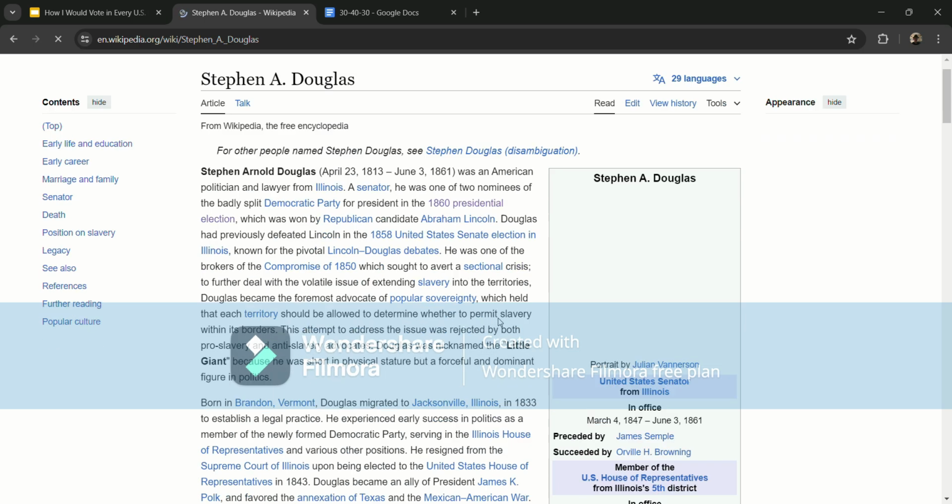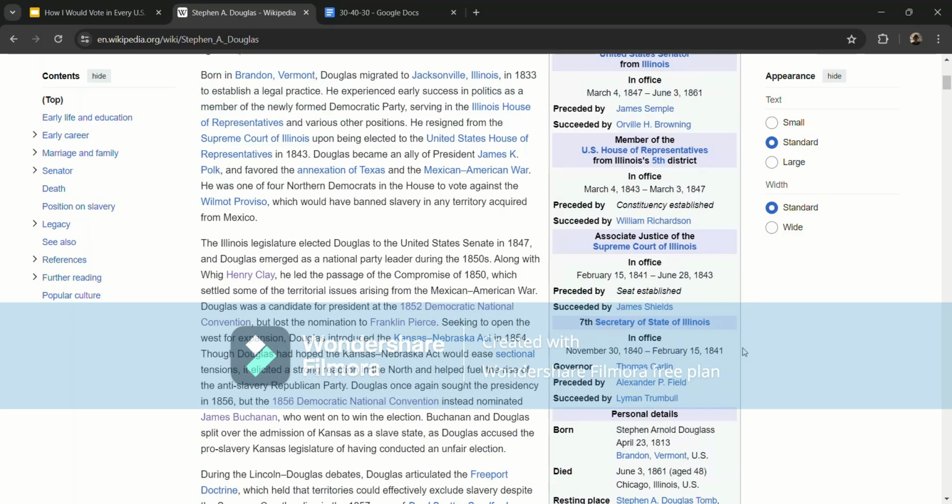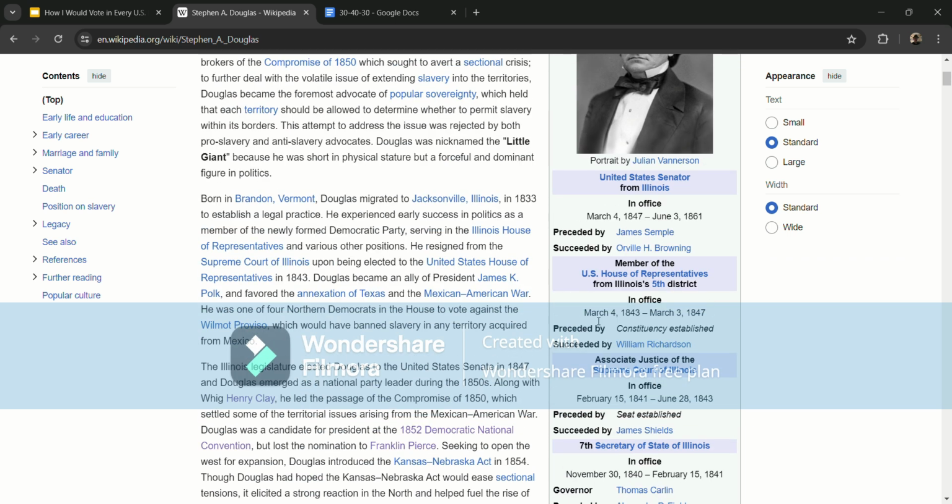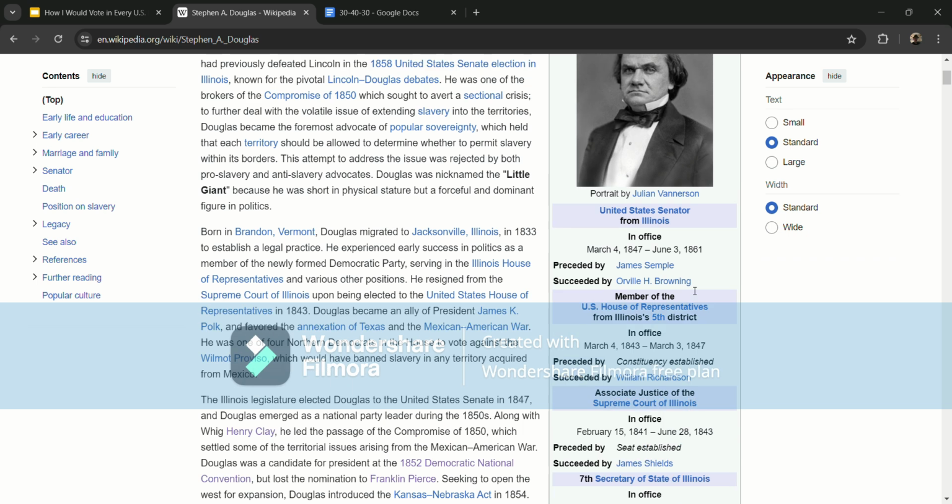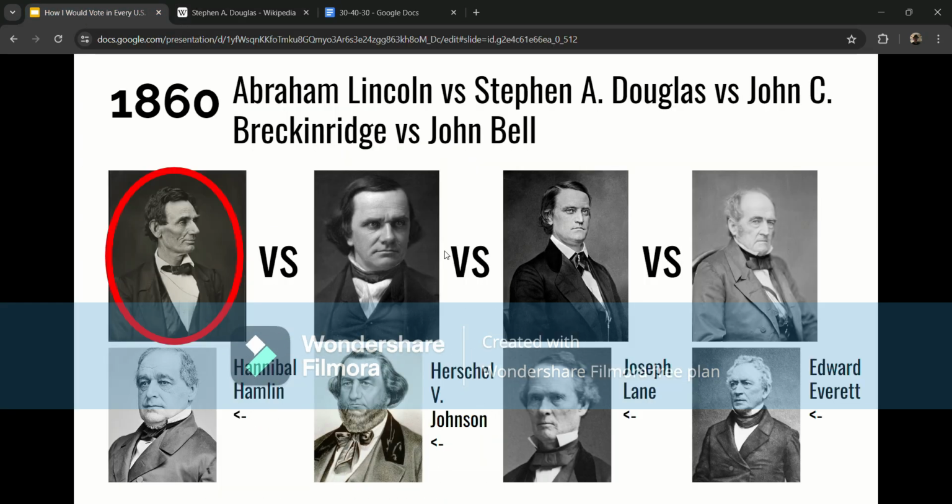Experience-wise, again, very qualified individual. One of the very few people who actually has experience in all three branches of government. Executive, of course, Secretary of State of Illinois. He was also a justice in the Illinois Supreme Court, two terms in the House of Representatives, and had been in the Senate for 13 years prior. So a lot of good experience there.